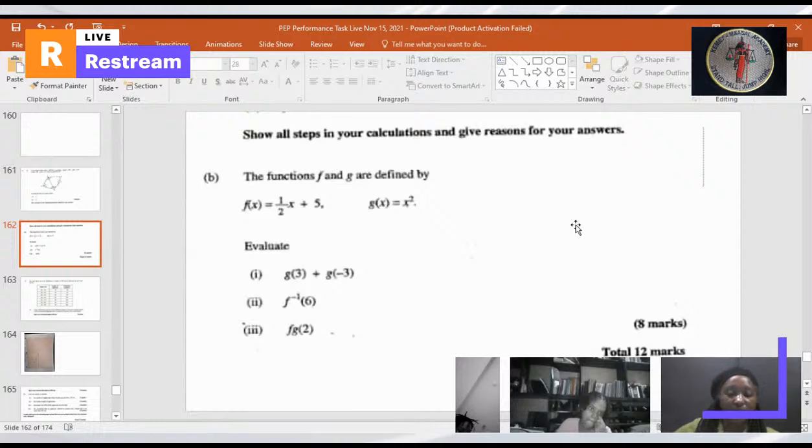So now we're going to plug in the 6 where x is. So 2 times 6 is 12, minus 10 is 2. And that is your answer.